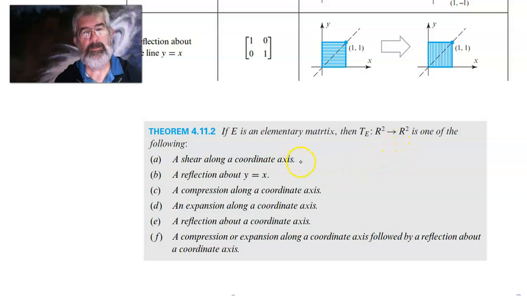It's either a shear, or it's a reflection across y equals x, or it's a compression, or it's an expansion. Those two I think are the same, right? Either expansion in the x direction or in the y direction. Or it's a reflection about one of the coordinate axes, or it's a combination of a compression, an expansion, and a reflection, right? That's when we're multiplying one row by a negative number. Now, that allows us to say the following.